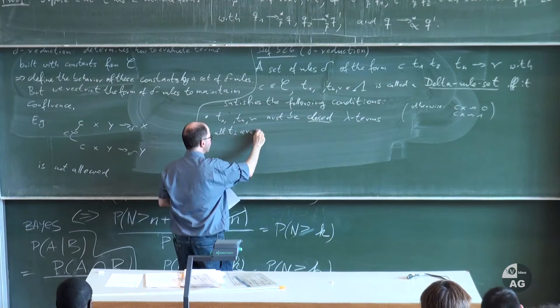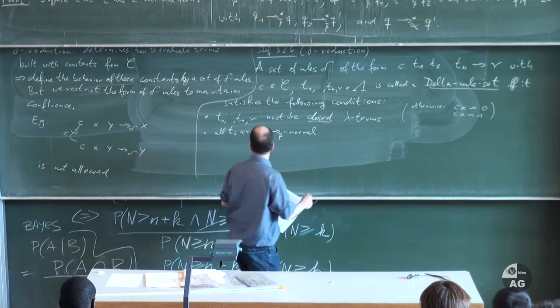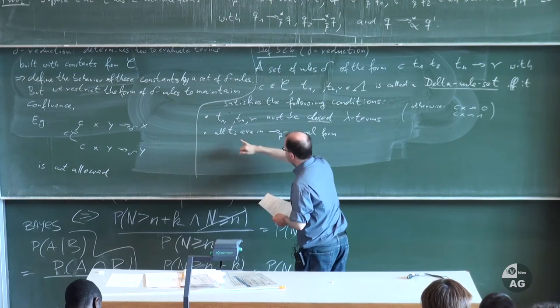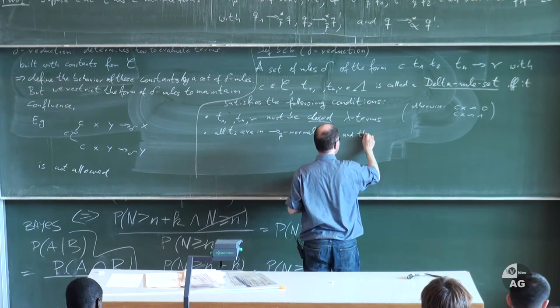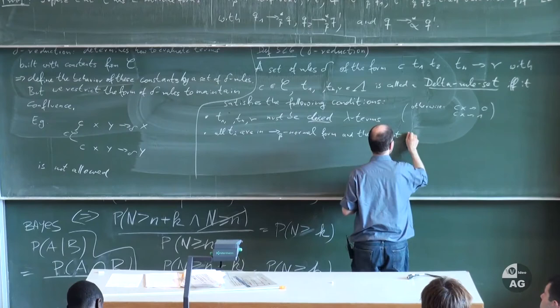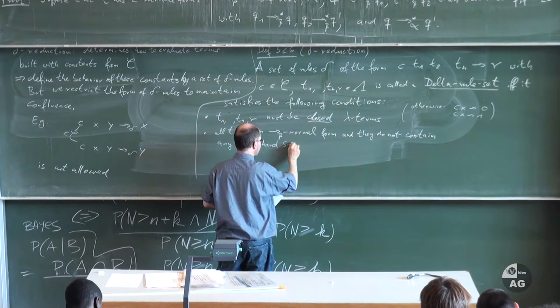So they are all in beta normal form. In other words, it must not be possible to reduce these terms further by beta reduction. And moreover, they may not contain a left-hand side of another rule in our rule set. And they do not contain any left-hand side of a rule from delta.